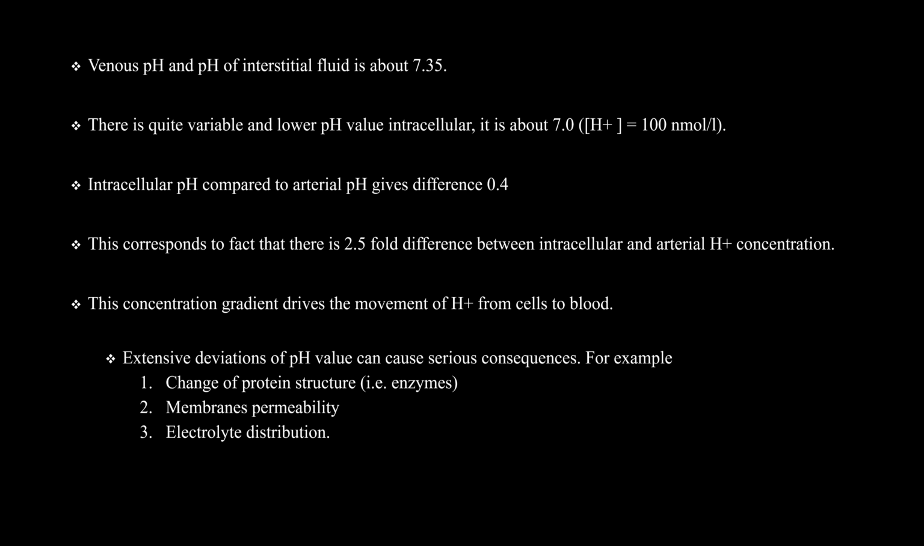Venous pH and the pH in interstitial fluid is 7.35. The pH of intracellular fluid is lower, about 7.0, equal to 100 nmol/L. Compared with arterial pH, the difference is 0.4, a 2.5-fold difference in concentration between intracellular and arterial fluid. The concentration gradient drives H+ movement from cell to blood. Changes affect protein structure, membrane permeability, and electrolyte distribution.